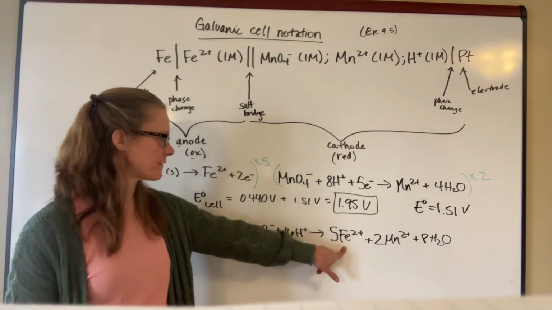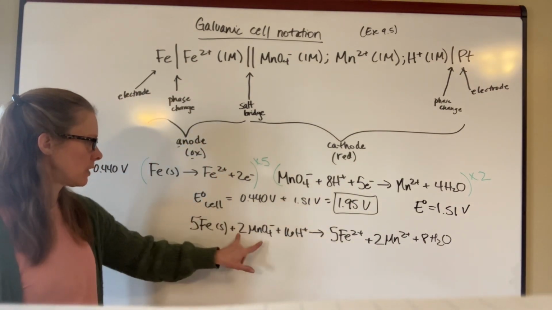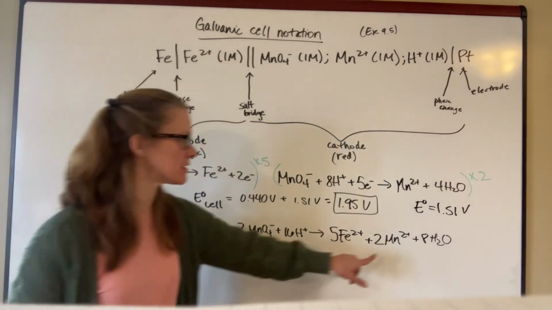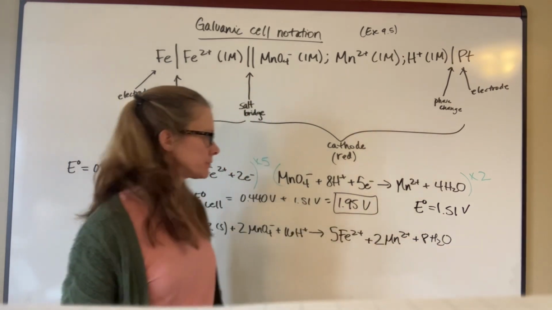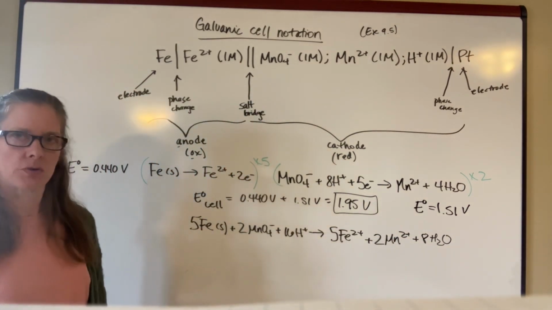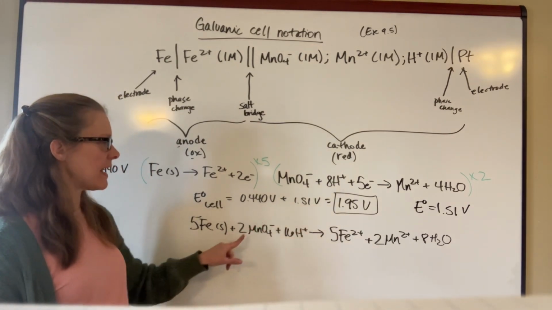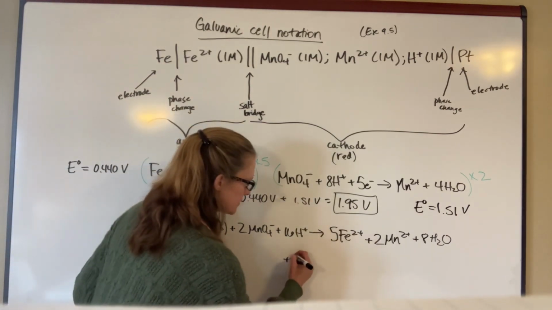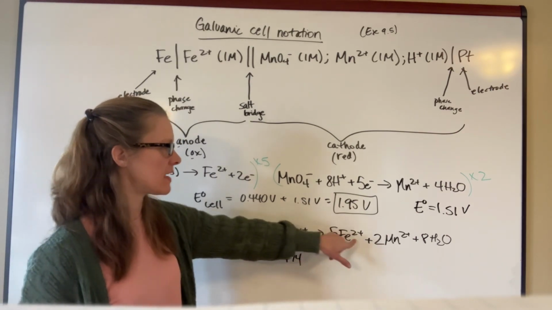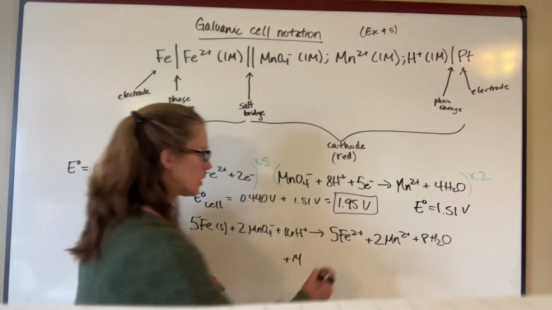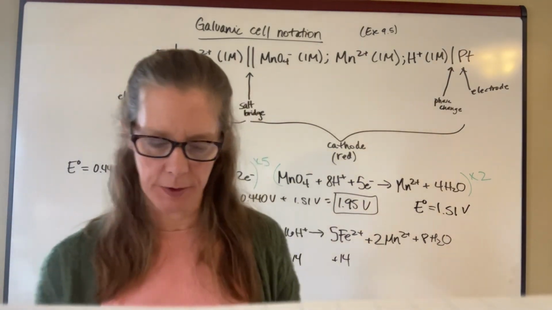5 irons, 5 irons. 2 manganese, 2 manganese. 8 oxygens, 2 times 4 is 8. I have 8 oxygens here, 16 hydrogens here, 16 hydrogens here. Okay, so the atoms are balanced. How about the charge? Well, I have a positive 16 and a negative 2, which makes a positive 14 on this side. On this side, I have 2 times 5 is a positive 10, and 2 times 2 is a positive 4, which makes a positive 14 on that side. So both atoms and charge are balanced, so I'm good there, okay?